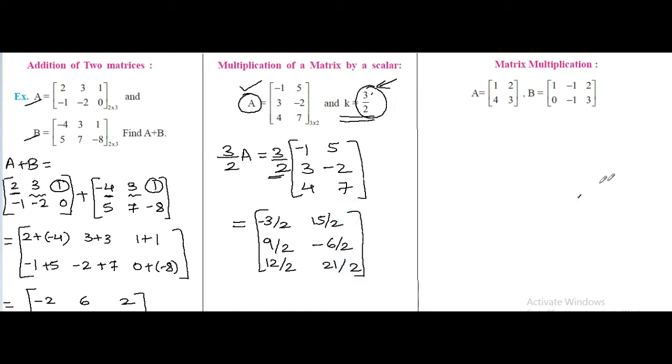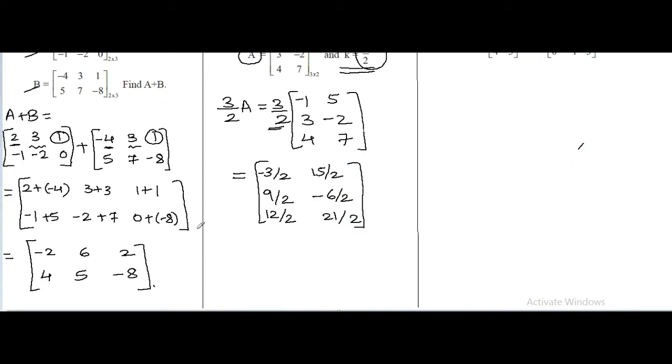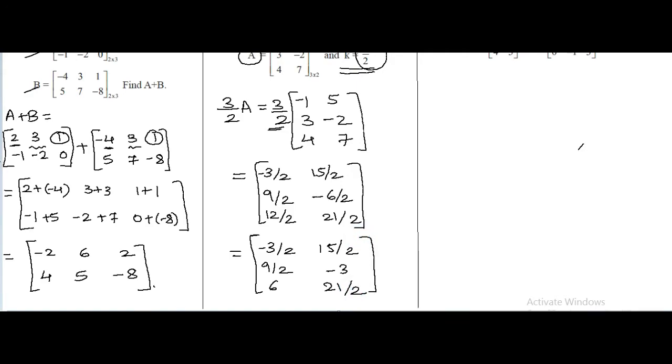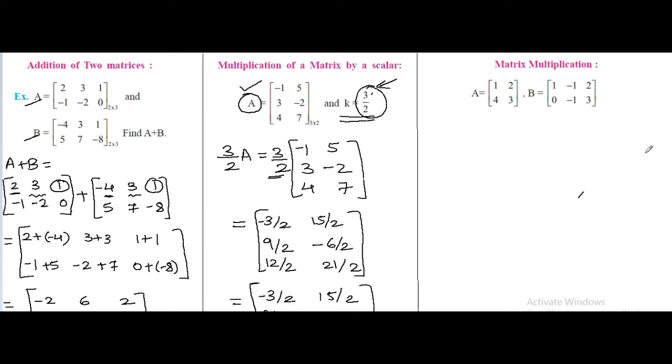Let us simplify it further. What do we get? We get -3 by 2, 15 by 2, 9 by 2, minus 3, here it will be 6, and 21 by 2. So this was multiplication of a matrix by a scalar. I hope everyone understood this also.